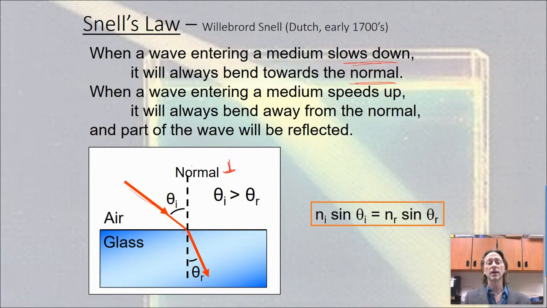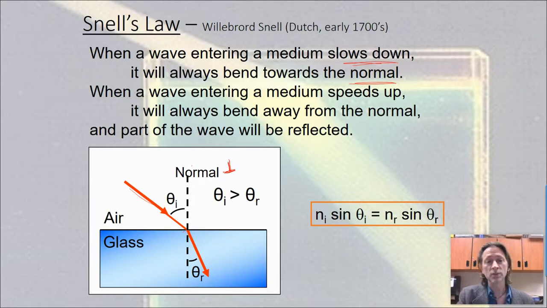Well, what Willebrord Snell came up with was what we call Snell's law. He said that the index of refraction of the incoming wave times the sine of the angle of the incoming wave is equal to the index of refraction of the refracted wave times the sine of the refracted angle. Or in essence, we end up with those two ratios of the indexes of refraction and of the sine values. And that was what Snell's law was. Again, a Dutch astronomer and mathematician.